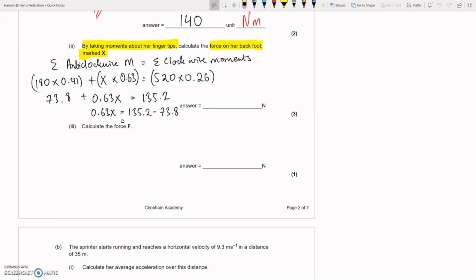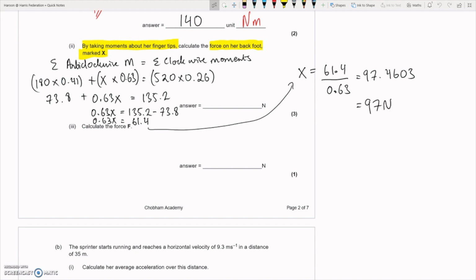and you can follow this on with the calculator with me. That will give me 0.63x is equal to 61.4. So I'm just going to take that up there because I'm kind of losing some space. So x is equal to 61.4 divided by 0.63, which gives me an answer of 97.4603. But again, I need to make sure it's into two significant figures. So I'm just going to round that down. That will give me 97 newtons. So 97 newtons is my answer.